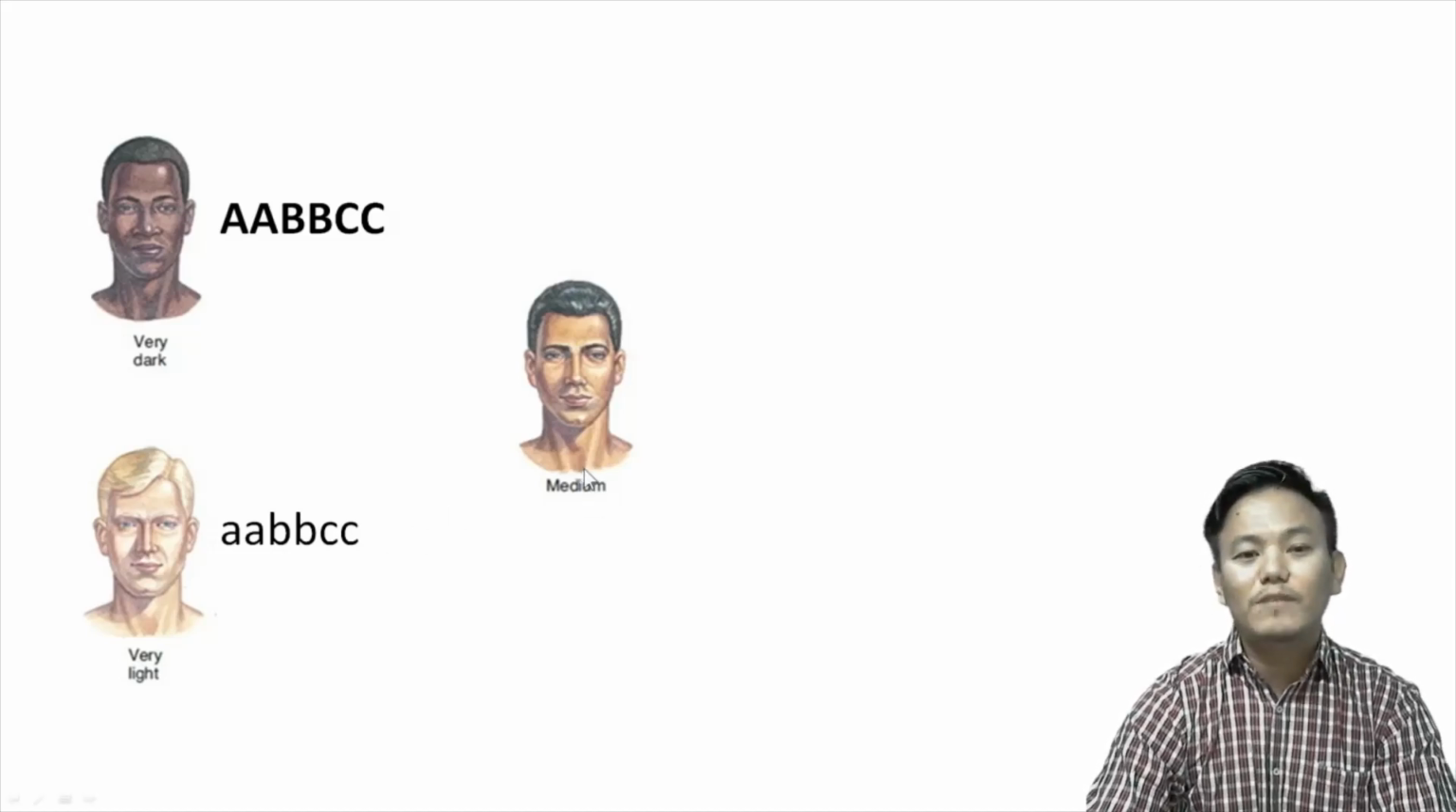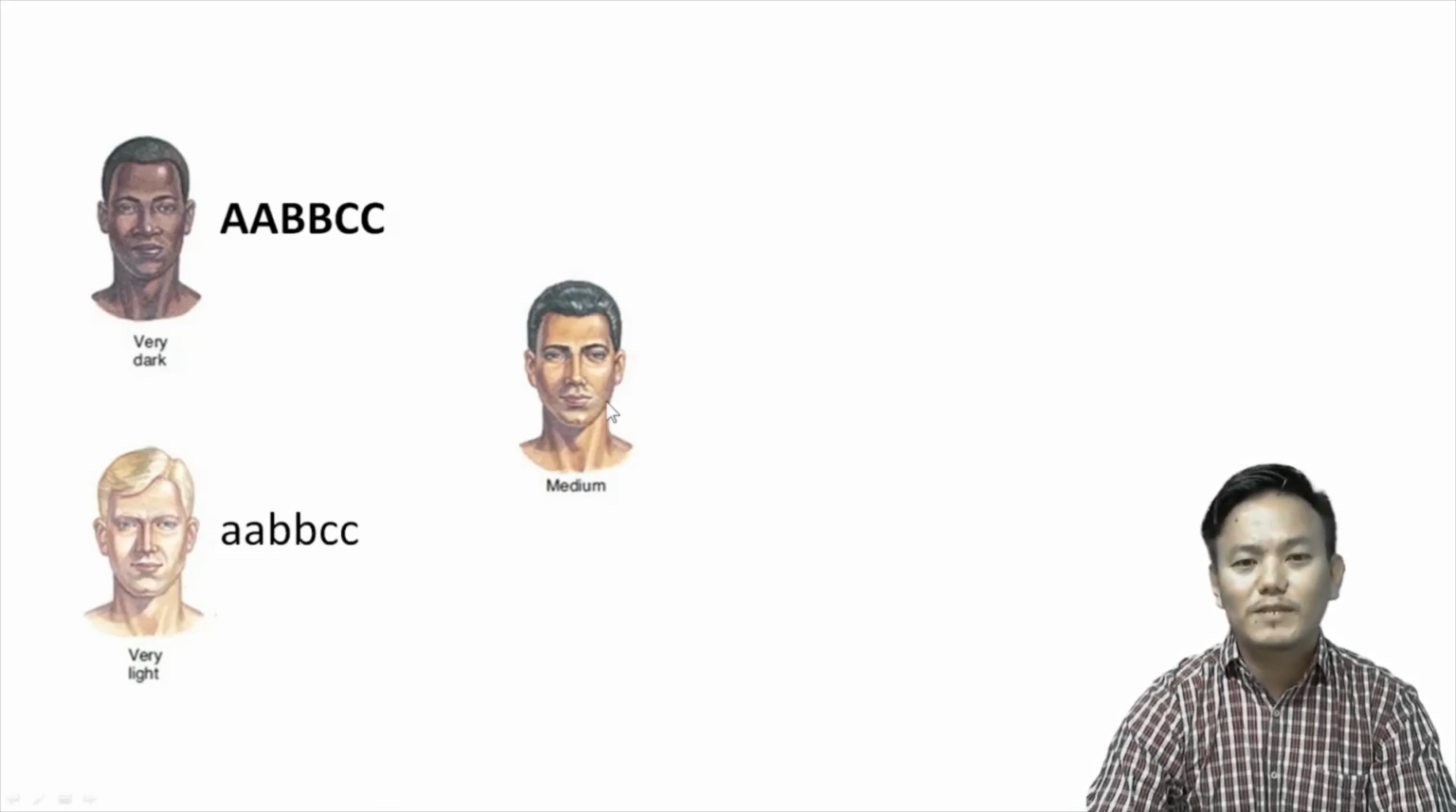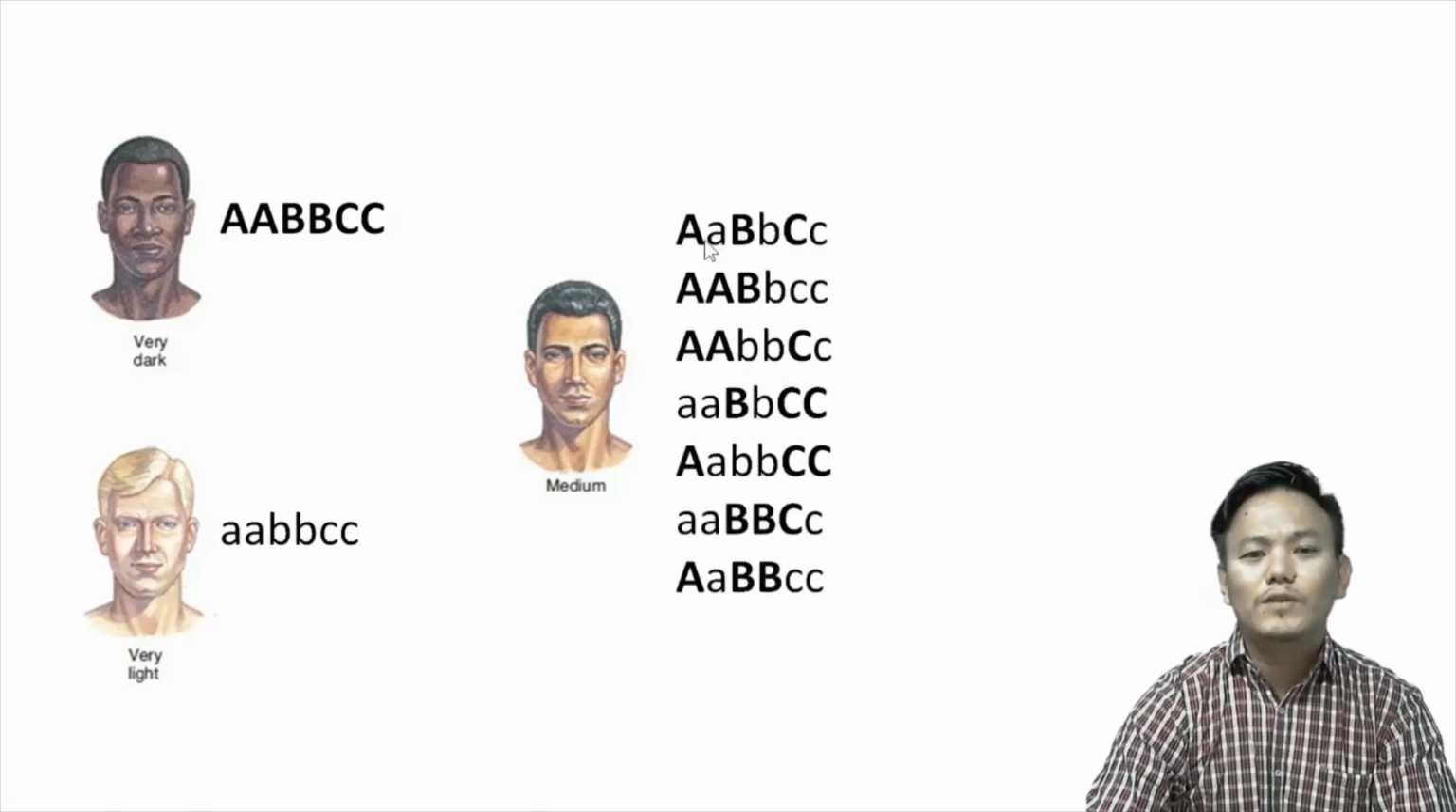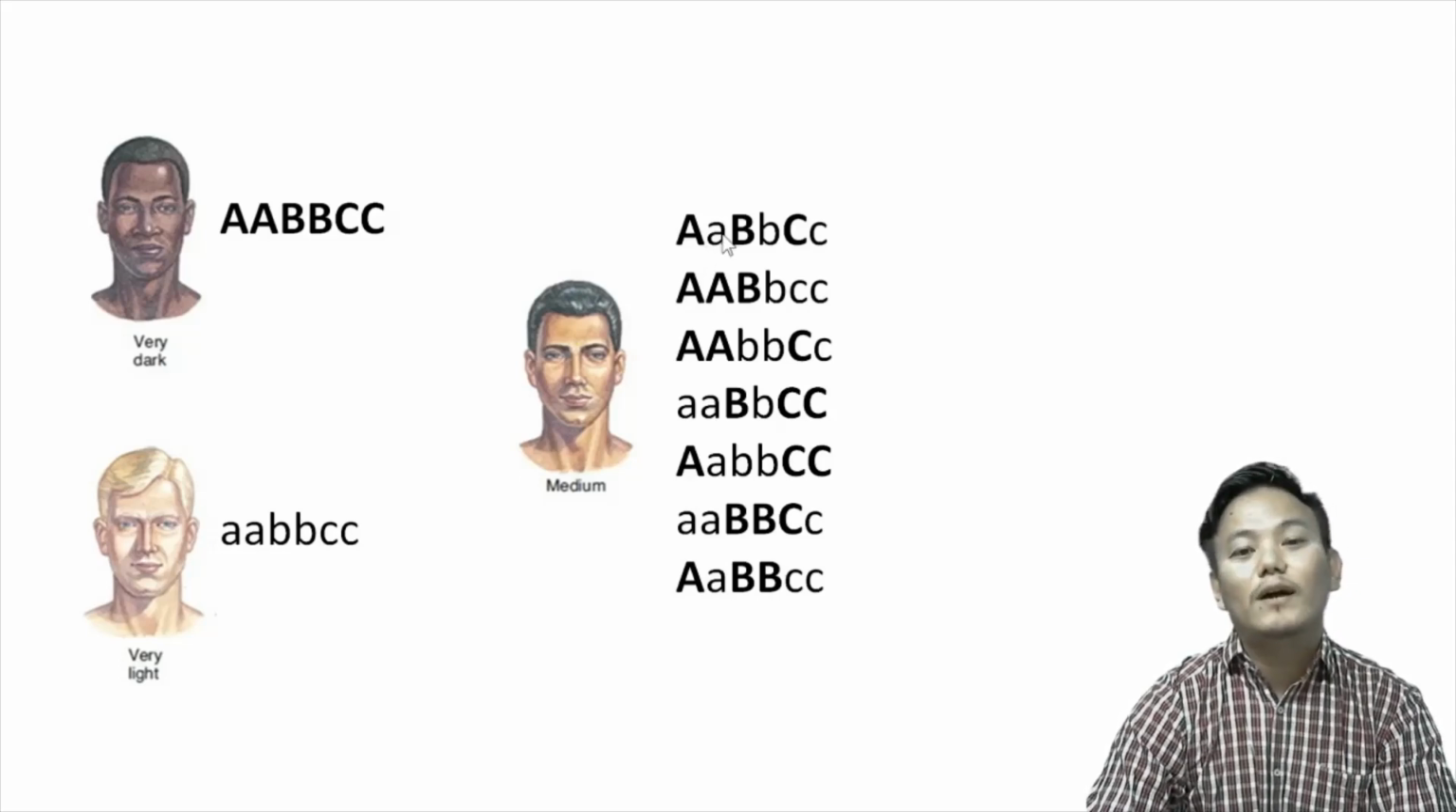But what about the medium one? The person who has medium skin color. There are many different possibilities, and I will explain why. I don't want to read each and every one of them. Just observe, and in these genotypes, what is the common thing that you observe? The common thing is that each of these possible genotypes has 3 dominant alleles. So the person who has 3 dominant alleles in their genotype will have medium skin color.